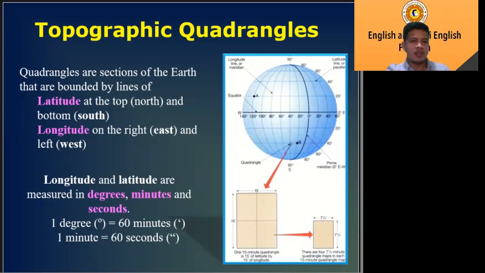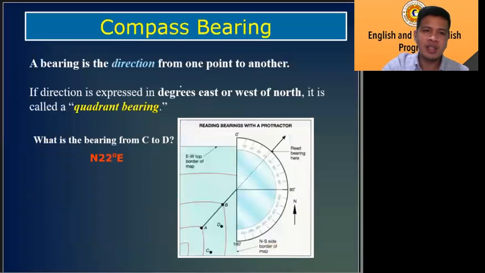Longitude and latitude are measured in degrees, minutes, and seconds. So you can see here 20 degrees, 40 degrees, 60 degrees, and so on. I think you know that already. I remember you were studying how to read latitude and longitude in social science. Is that geography, right? Geography. What else? The next one is what we call compass bearing.